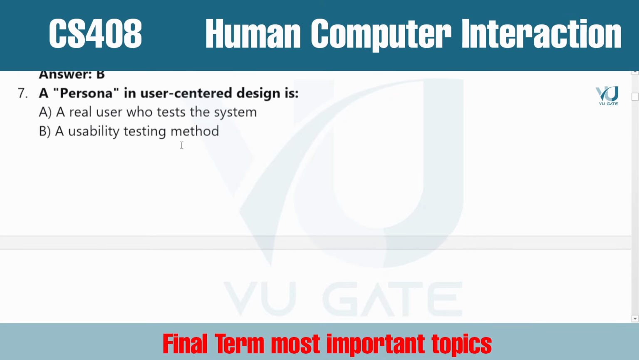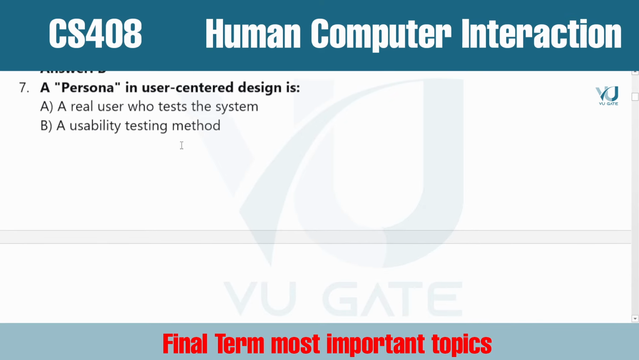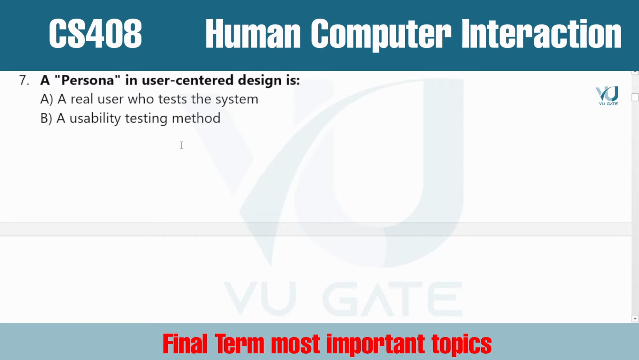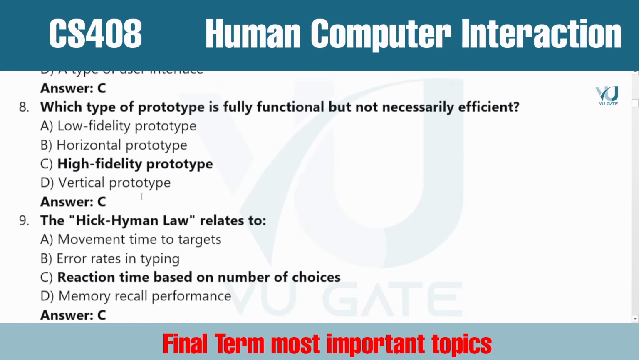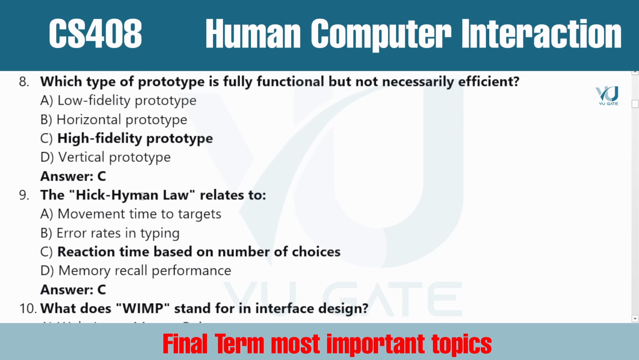Question 7. A persona in user-centered design is. The correct answer is option C, a fictional character representing a user group. Question 8. Which type of prototype is fully functional but not necessarily efficient? The correct answer is option C, high-fidelity prototype.